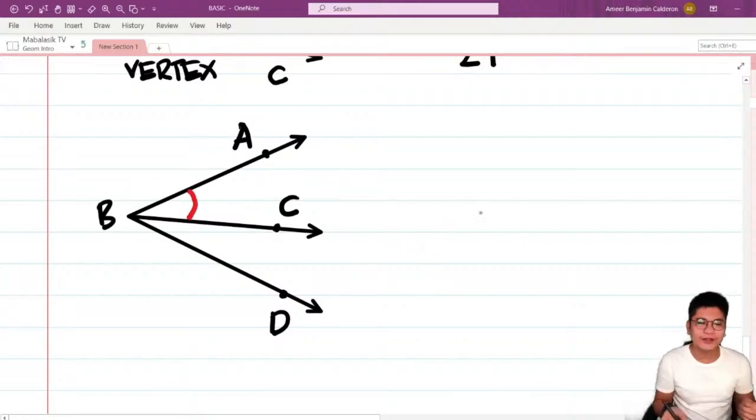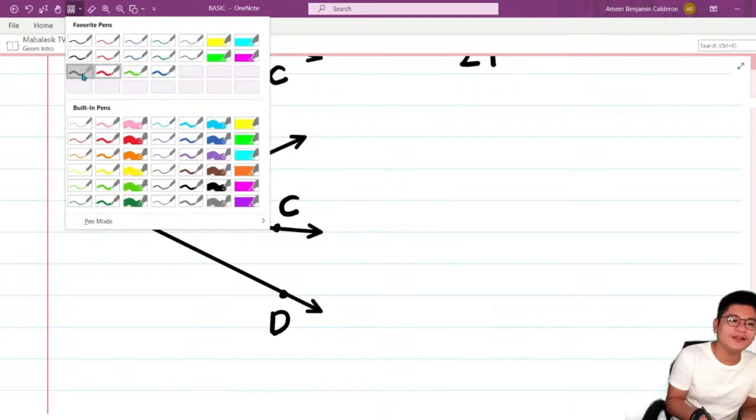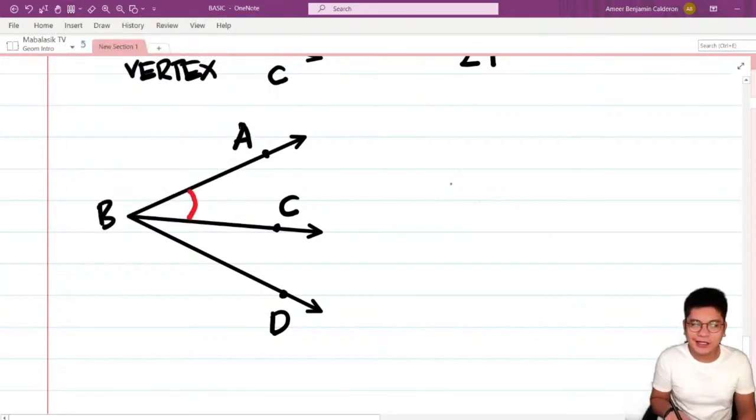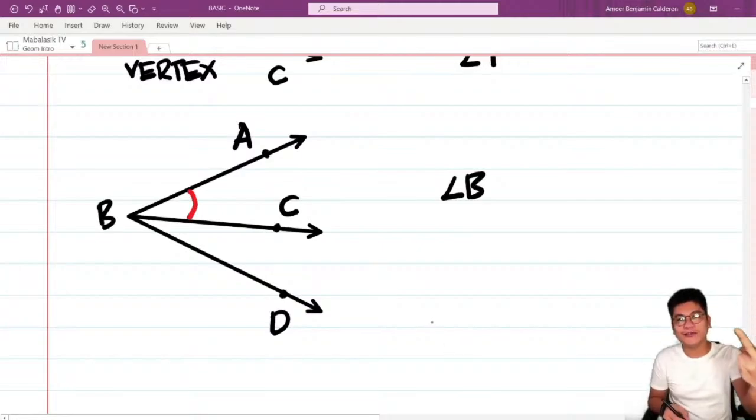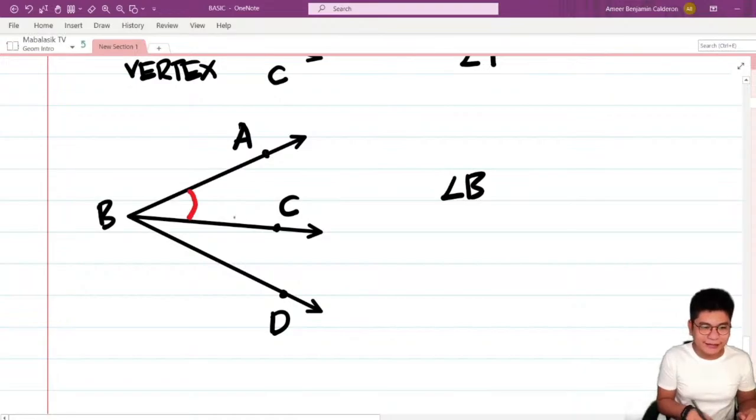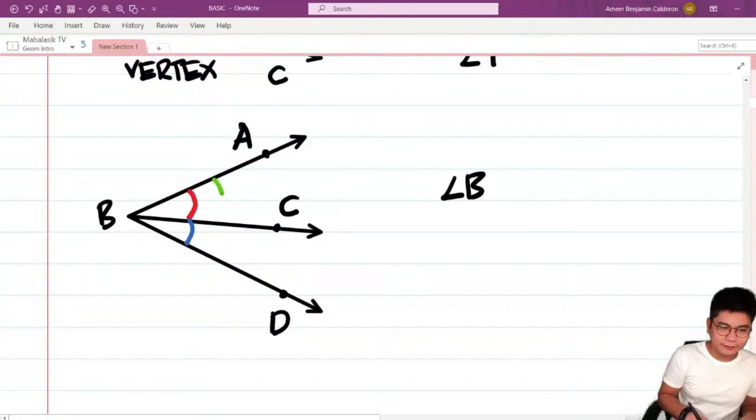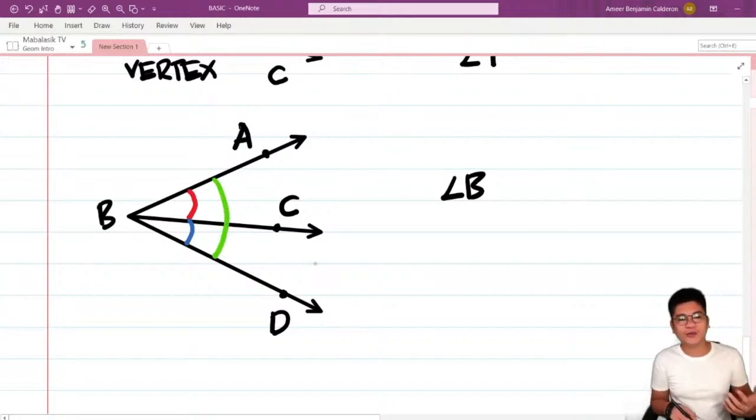If you use the method wherein you just use the vertex, you say angle B. But angle B refers to 2 different angles. It can actually be 3. It can be ABC, the red one. It can be CBD, the blue one, or it can be the biggest one, ABD. So we cannot really identify which angle B you are pertaining to.